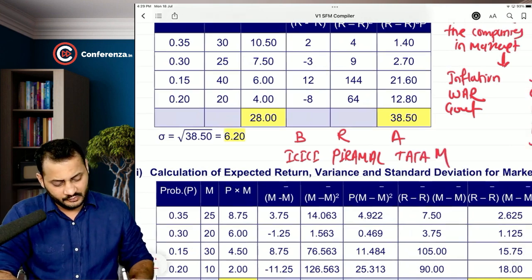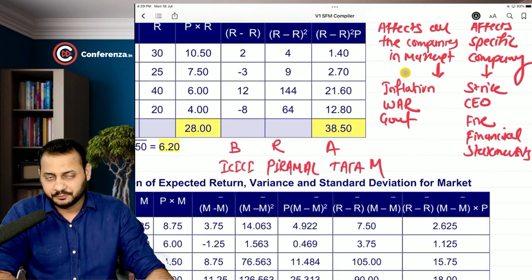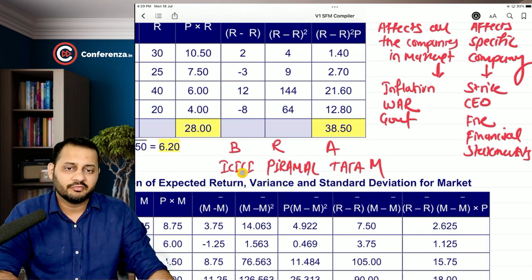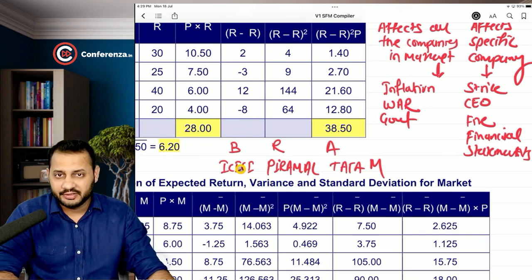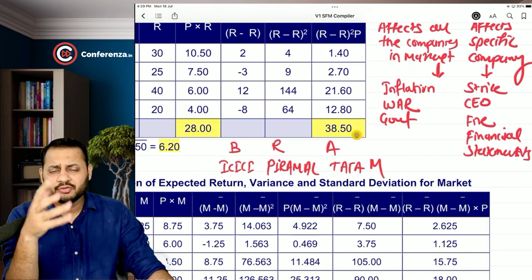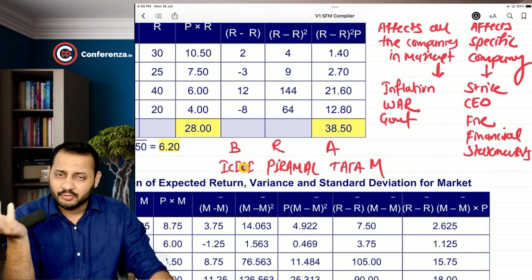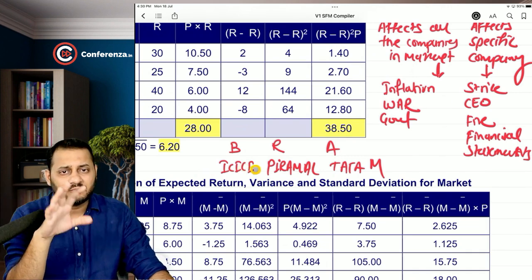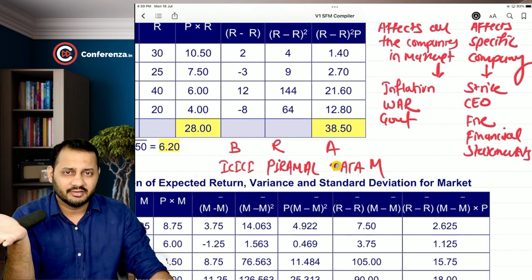Okay. Now let's take the impact of inflation. Do you think inflation can be avoided by any of these companies? No. The impact of inflation will go through all these companies. You cannot avoid it. Okay, but let's take the example of strike. If the strike is going to happen, it will happen in one of the companies. ICICI Bank employees will go on strike, but at the same time, I don't think Tata Motors employees will also go on strike, right?